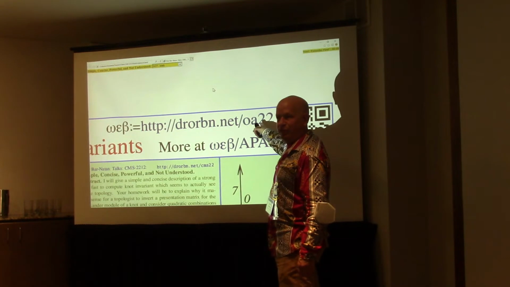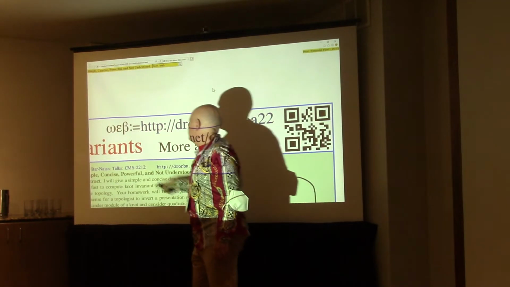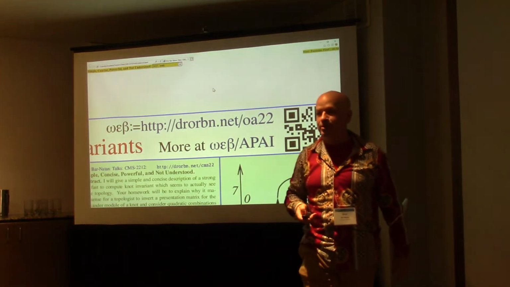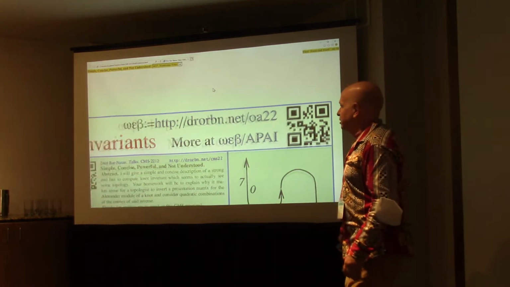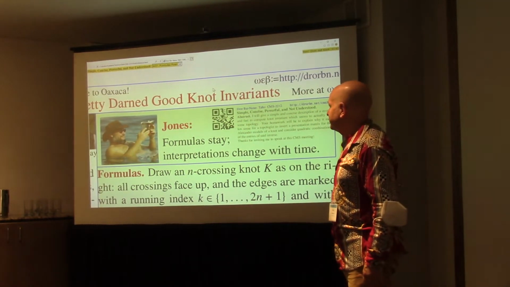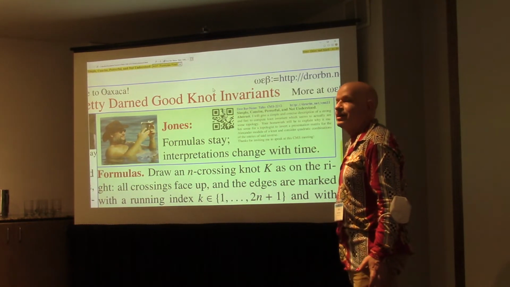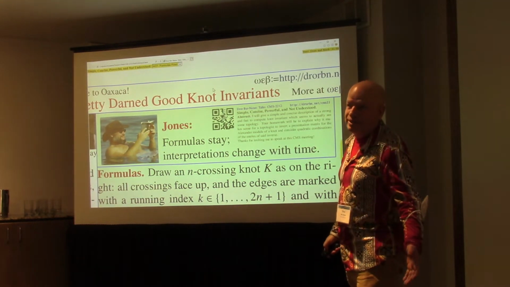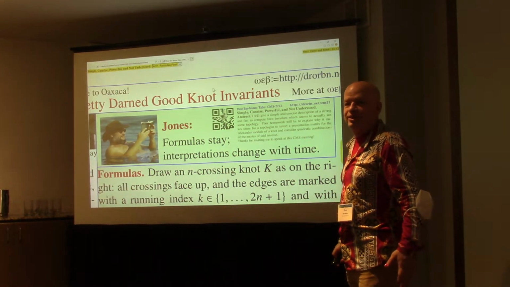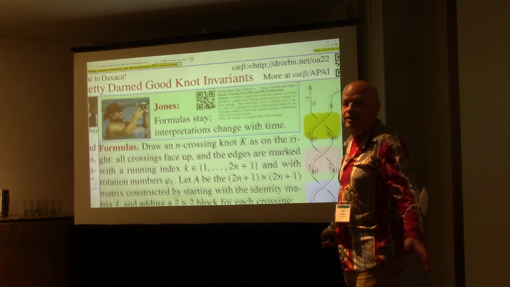However, if you want the full thing, there is a video at this URL, omega epsilon beta, and at omega epsilon beta /APAI, there is a paper. So you can read the full details. And maybe I'll start with something I learned from Vaughan Jones. Formulas stay, he told me one time, and theories and interpretations change with time. So I'll just state the formulas and that's it.